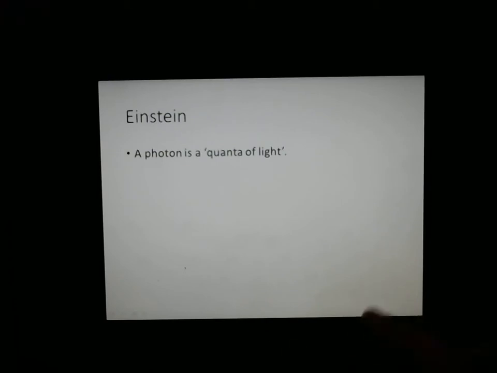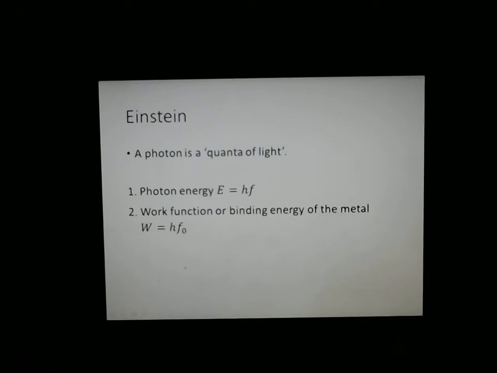So the first off was the photon energy. It involved light. Planck said, hey, maybe this actually has some sort of packet sizing, and so he used this formula E equals hf to work out the amount of energy in the light itself. He defined this idea of the work function or binding energy of the metal with this equation. Okay, work equals h times f naught.